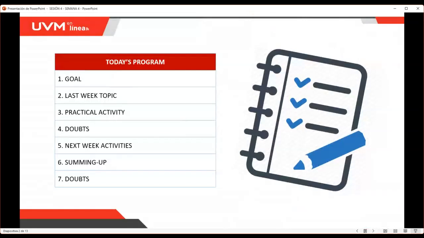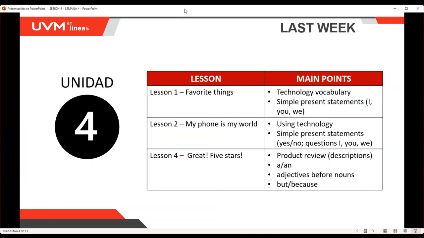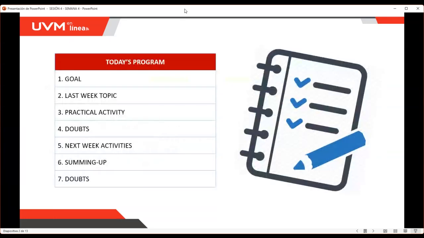Okay, today's program. As you already know, the program is exactly the same. We're going to talk about the goal of this class. Then we're going to talk about the last week topics, I mean the things that we reviewed last week. Then we're going to do the practical activity, next week activities, the summing up for the activities for the next week, and then we're going to talk about doubts.